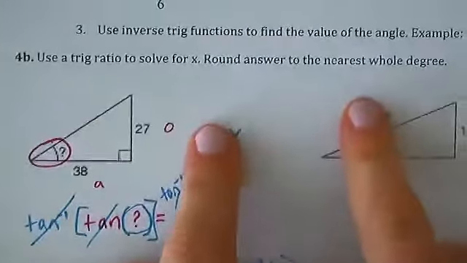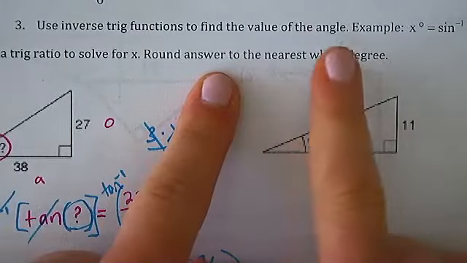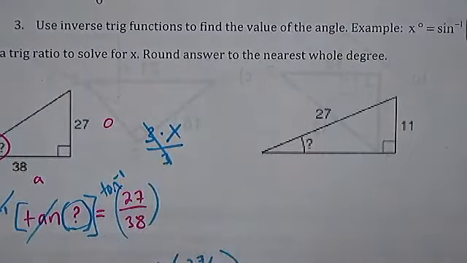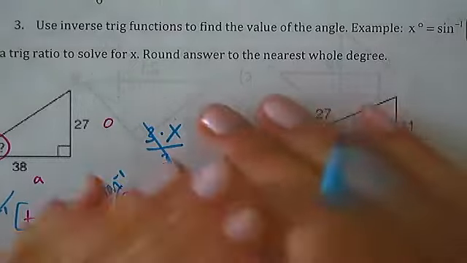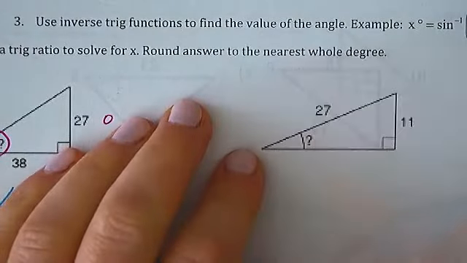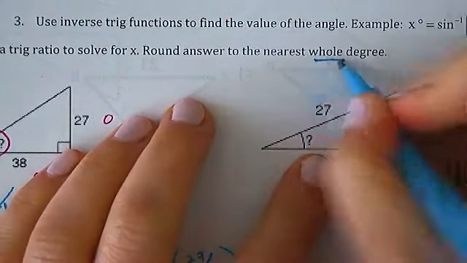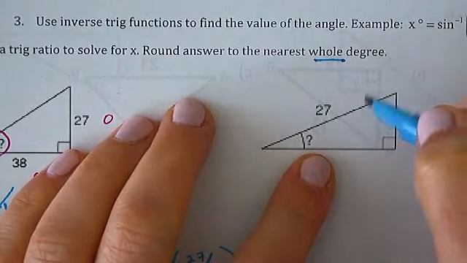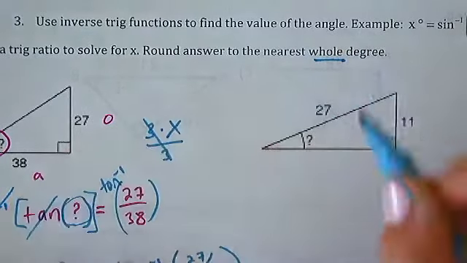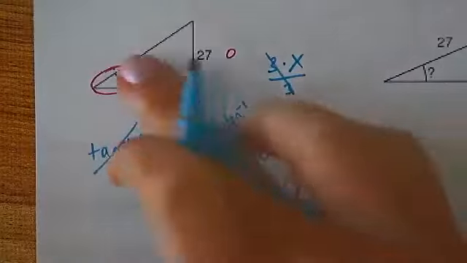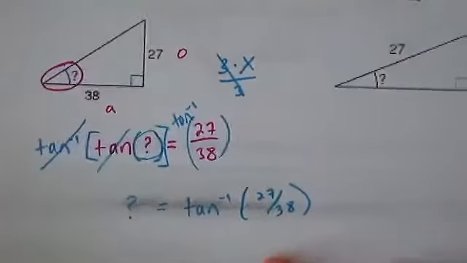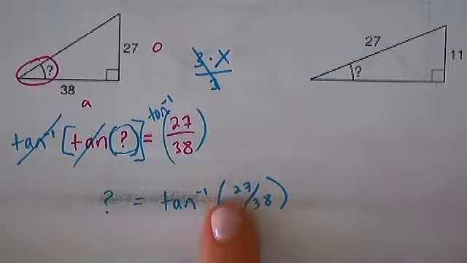Notice how in the directions it says round your answer to the nearest whole degree. So pay attention to directions. That's going to be really particular on tests. So this says the whole degree, so I don't want any decimals. So round to the nearest whole degree. And then your answer is in degrees because you're finding a missing angle. Okay, so let's go ahead and calculate this.